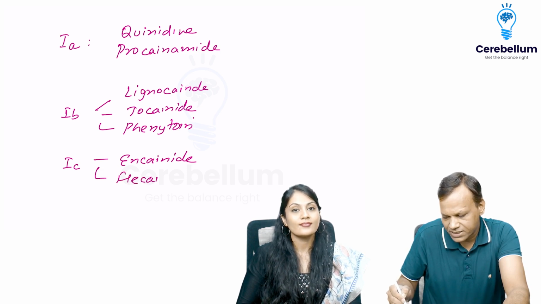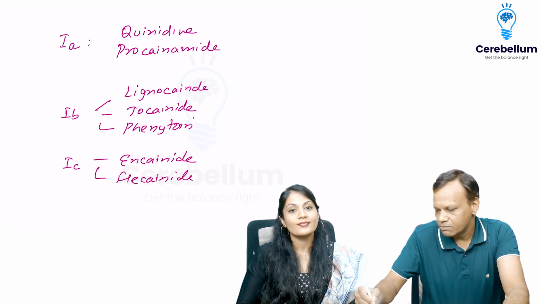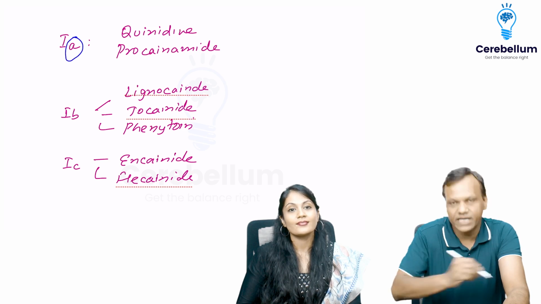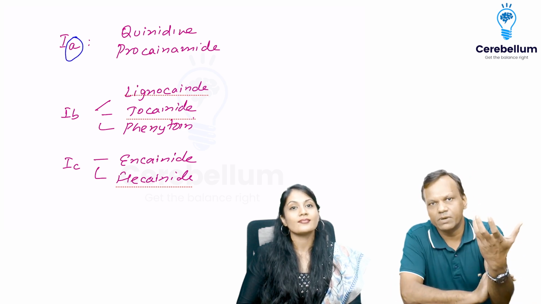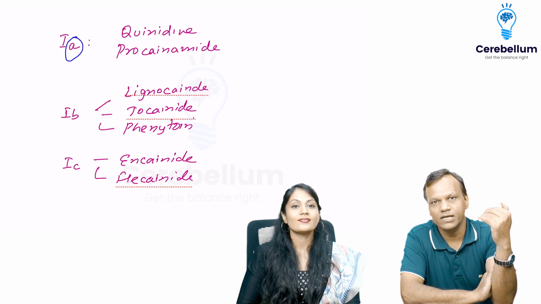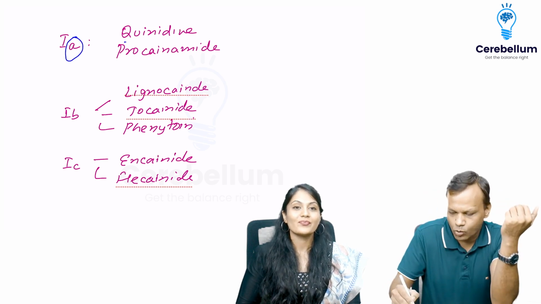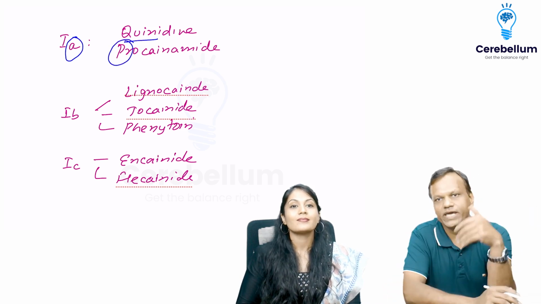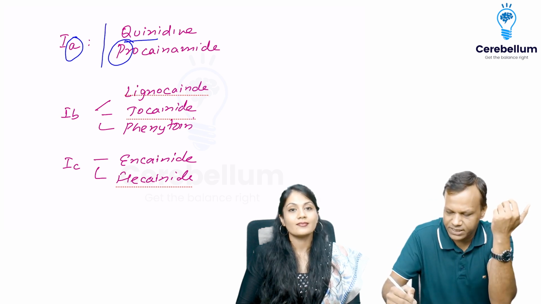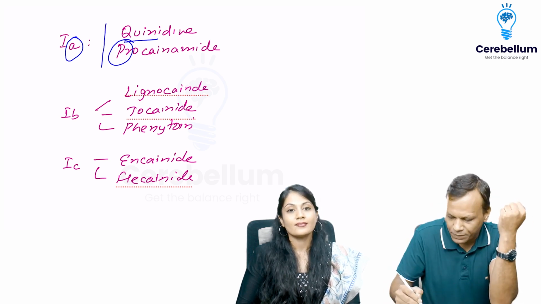So how to remember these drugs? Again, easy to remember. Remember, class 1A drugs start with A, and they are A category people. A category people means hi-fi people. So who are hi-fi people? These are queen and prince. So queen and prince are hi-fi people. They are 1A category. Then 1B category.